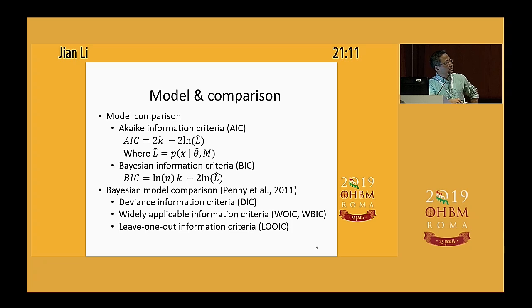For the model comparison, usually this comes when we have different candidate models at hand, and then the problem becomes which model is the best in terms of explaining your behavior data. There are some methods that people commonly use, for example, the AIC, the Akaike information criterion, or the BIC, the Bayesian information criterion. And also you can do Bayesian model comparisons.